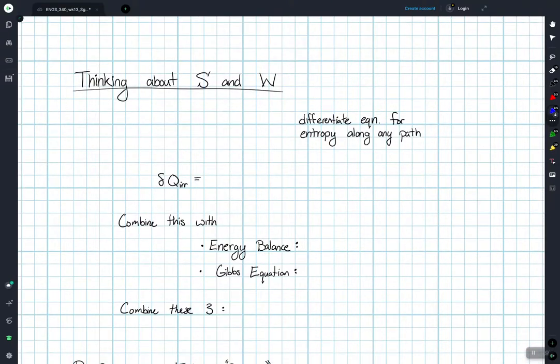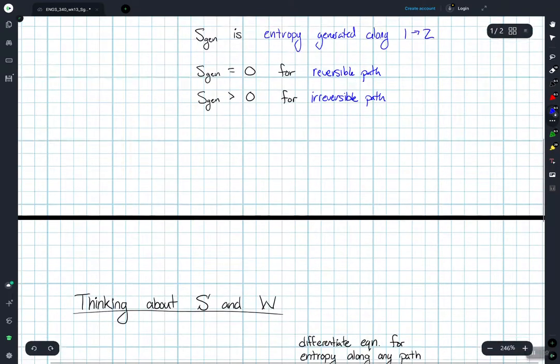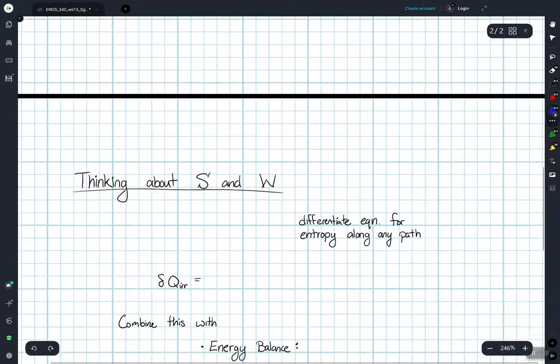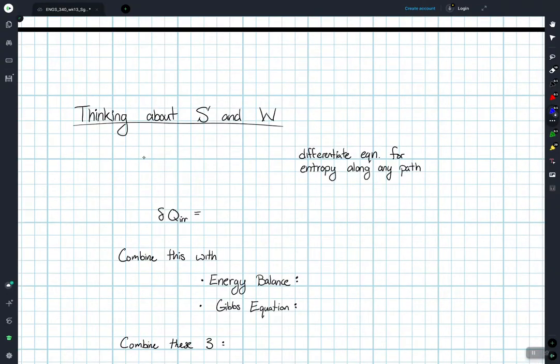Just to think a little bit about how this ties in with work, we can take that equation that we just had and differentiate it. So take this equation that we just wrote. Let's take the differential. So instead of delta S, it's dS. The differential and the integral will cancel out. And then instead of S gen, we'll have dS gen. So that would be dS is equal to our path-dependent heat transfer over T plus dS gen.